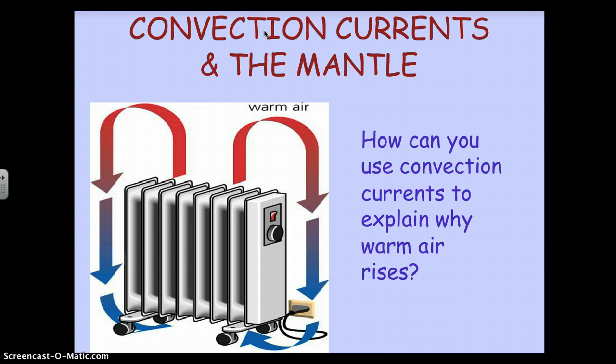So how can you use convection currents to explain why warm air rises? Think about it. The warm air gets less dense. It goes up. As it gets farther away from this heat source, it cools and goes back down to the ground or to the floor.